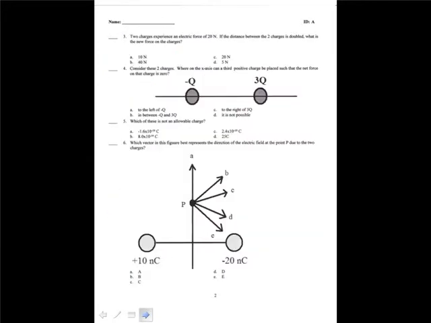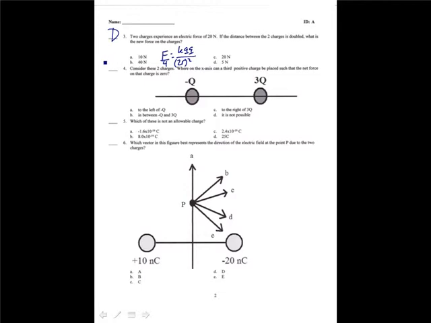2 charges experience an electric force of 20 newtons. If the distance between the charges is doubled, what's the new force on the charge? Well, F is k Q Q over R squared. If you double R, that gives you a factor of 4. So the force was originally 20. Now we take 1/4 of that, so it's 5 newtons.